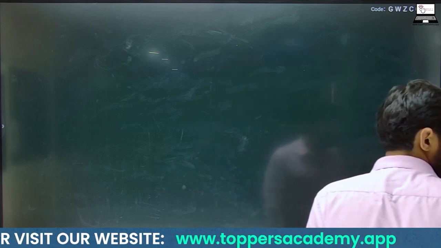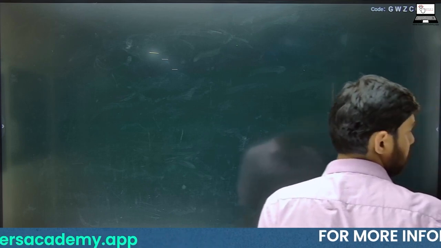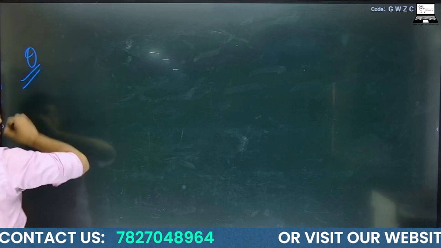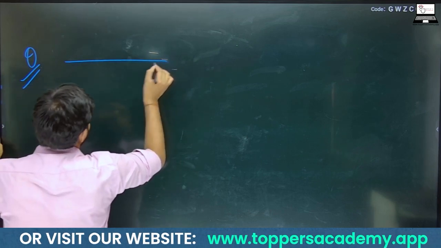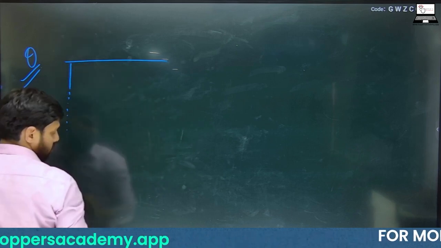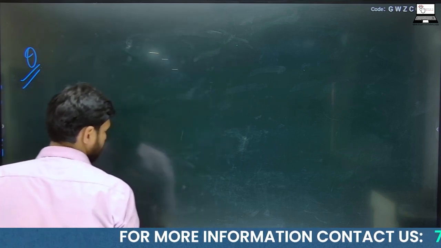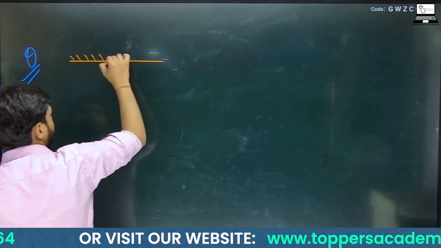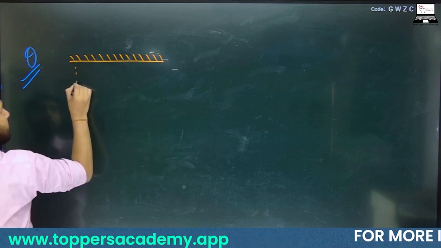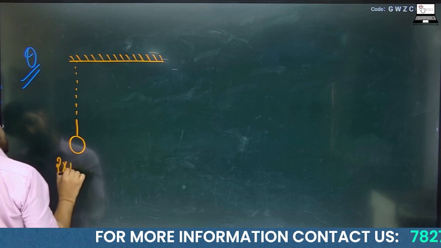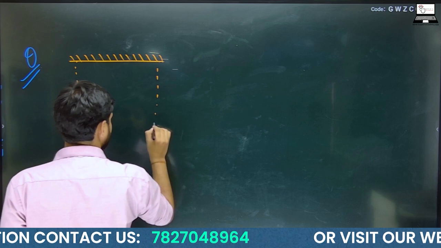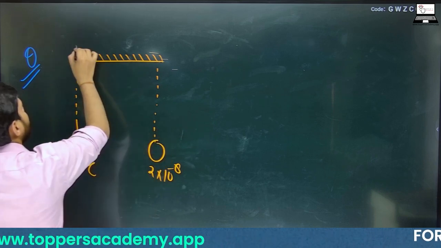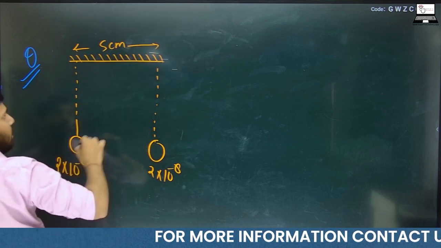Now let's talk about another question. We were having this ceiling. Initially we were having this charge this much and this charge also this much, and we were holding these two. The length of these was, say, 5 centimeters, and this was 20 centimeters.